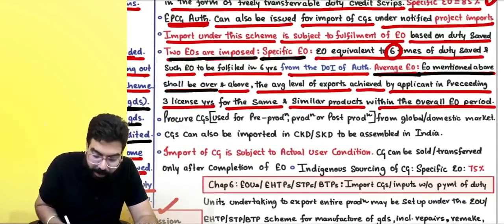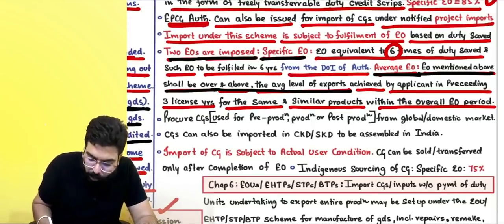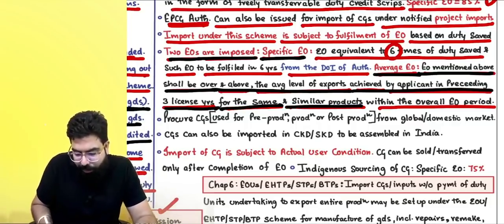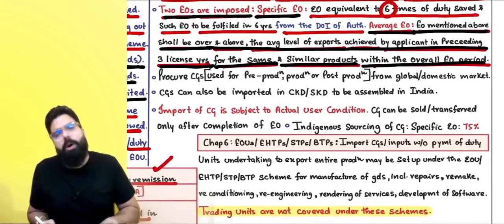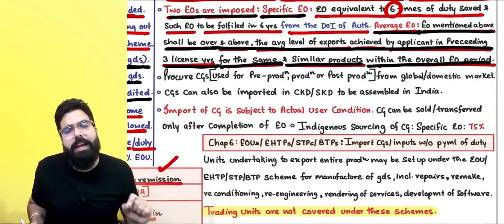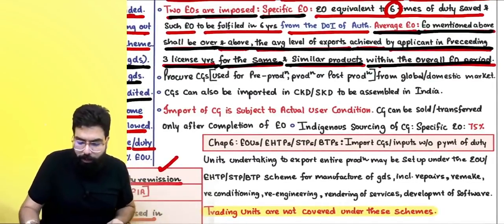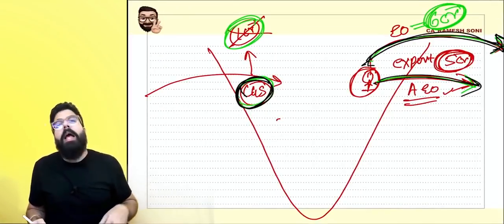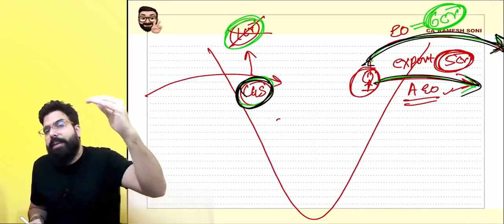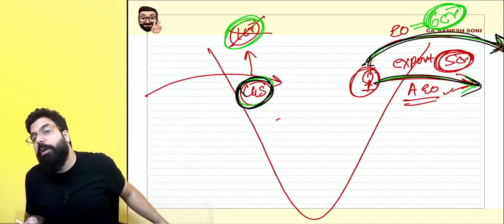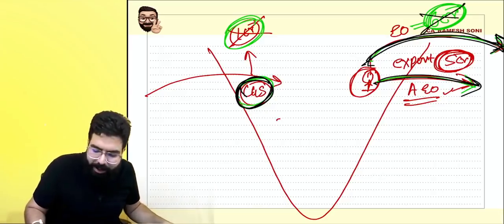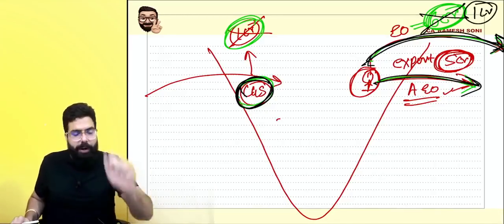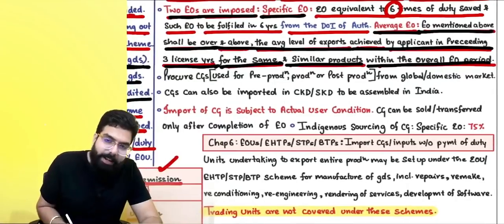And the average export obligation mentioned above shall be over and above the average level of export achieved by the applicant in the preceding 3 license years for the same and similar product, within the overall export obligation period. Means if on average you are doing 5 crore, then additionally you have to earn 6 crore over how many years? 6 years. Means every year approximately 1 crore export obligation you have to fulfill. Is my point clear to all? Yes, sir, we got it.